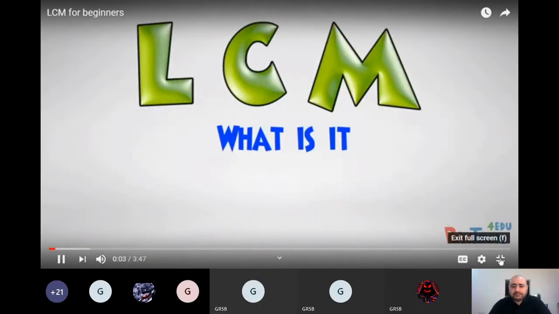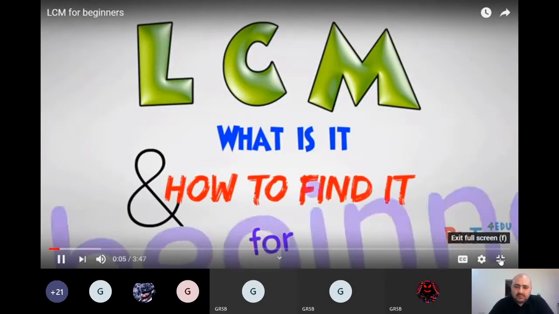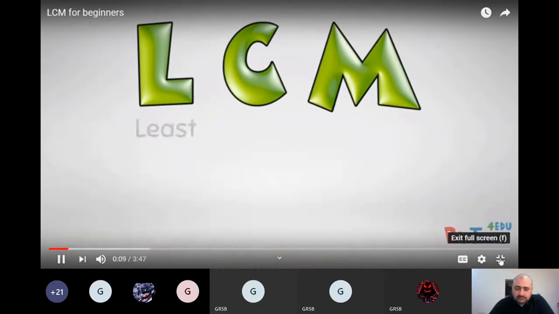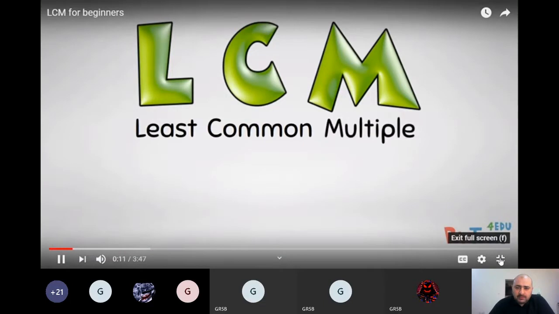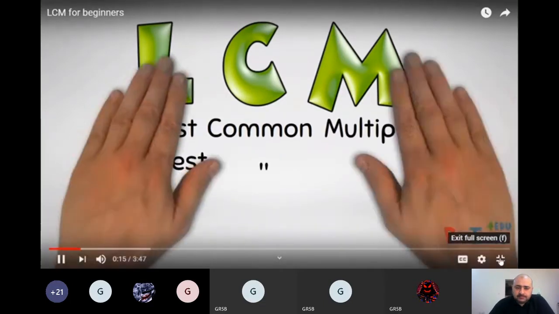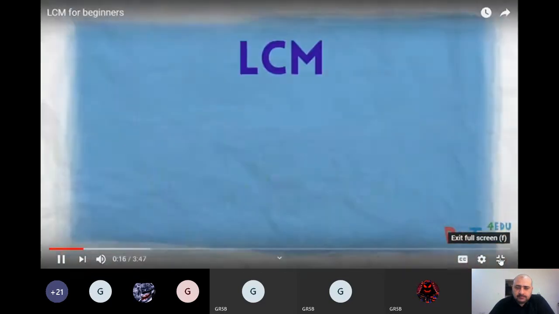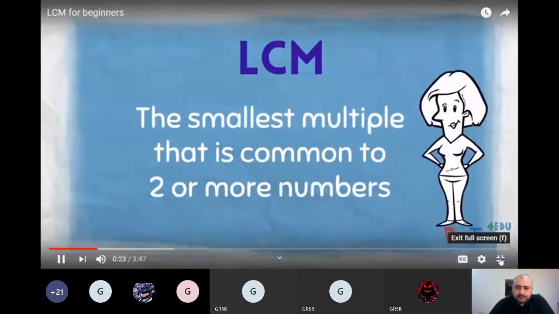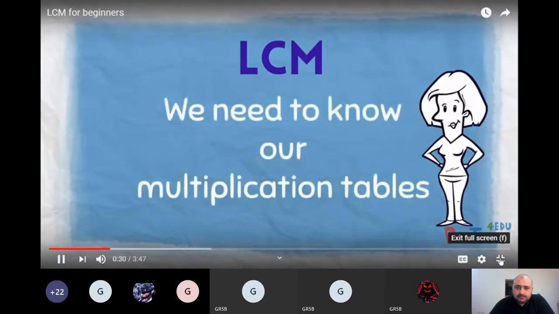LCM. What is it and how to find it for beginners? LCM stands for least common multiple, or the lowest common multiple. The LCM is the smallest multiple that is common to two or more numbers. Since we're dealing in multiples, it won't be any surprise that for this, we need to know our multiplication tables.